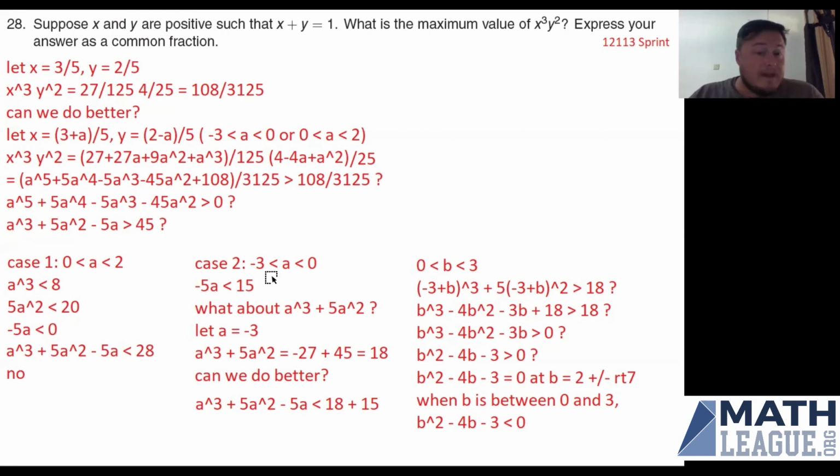Turns out that a negative value of a between -3 and 0 also will not allow us to do any better than 108 over 3125. So what does that mean? Well, that means 108 over 3125 is the best we can do. It's the maximum value, and that's going to be our answer. And that's how it's done.